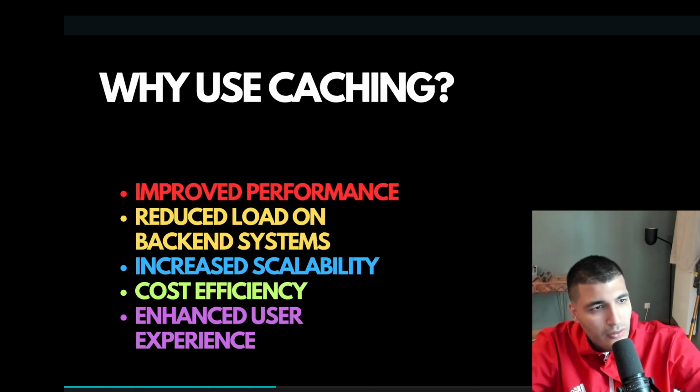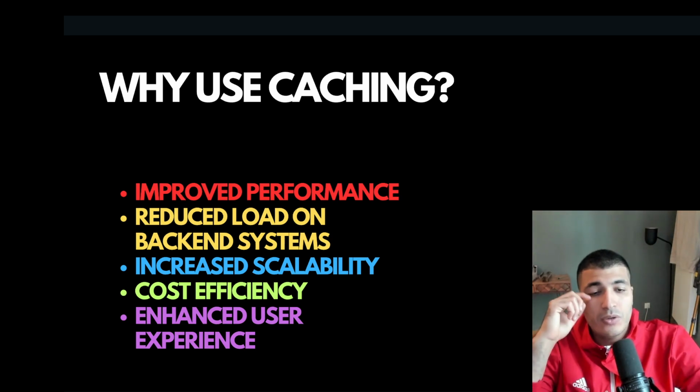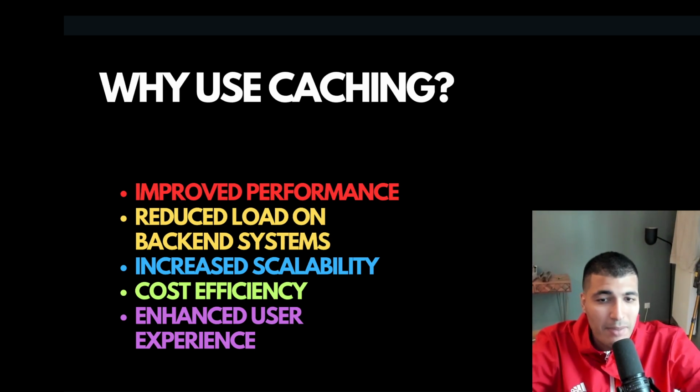let's talk about why we use caching. The impact of implementing a good caching strategy is profound, and it's quite essential. Let's try to understand why. First, improved performance. This is the most obvious benefit. By storing frequently accessed data in a fast cache, the time required to retrieve data is significantly reduced. Instead of going all the way to a slower disk-based database, your application can often get what it needs from the much faster cache.